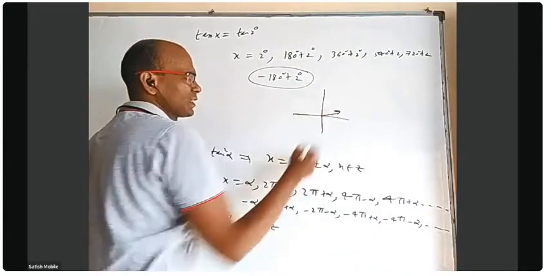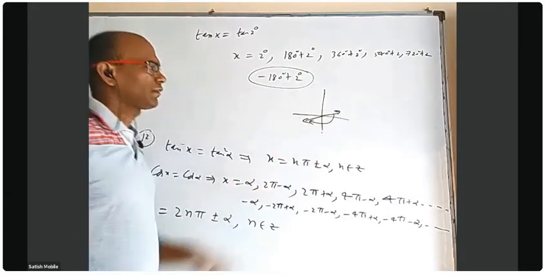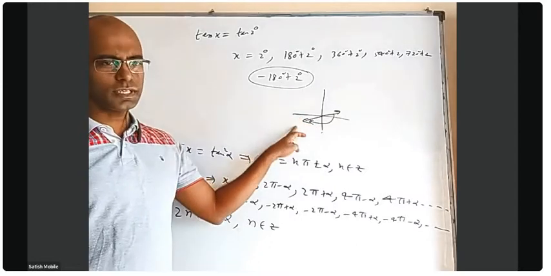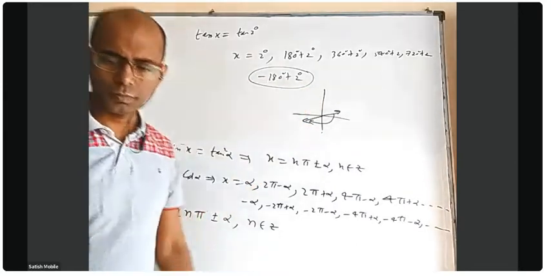Basically 2 degrees is here. 180 plus 2 is here. You can go backward. From 2, you can subtract 180 also, you'll reach here. Okay, that is this one. Or you can use the formula also, it will come, not a big deal.